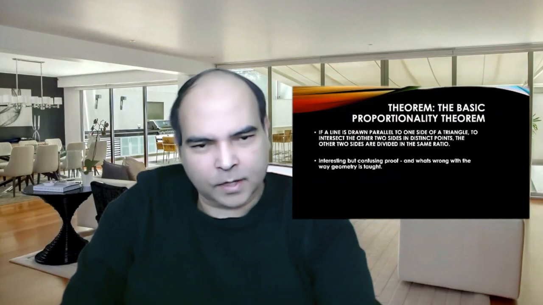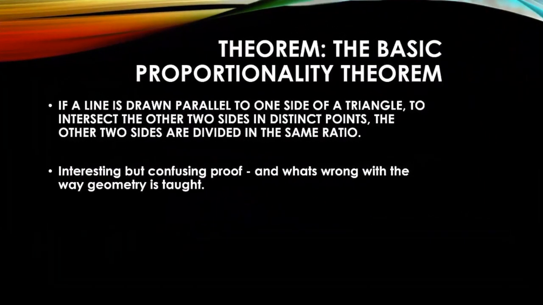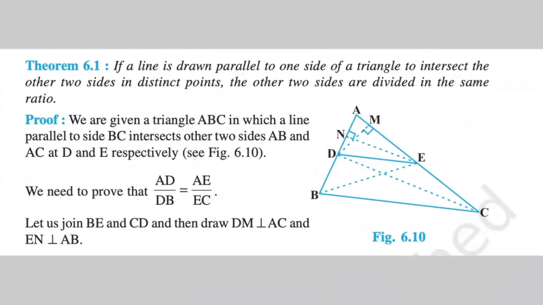But what I want to go to from here is essentially what I call an interesting but confusing proof, and what's wrong with the way geometry is taught. Coming up, I'm going to show you why geometry becomes difficult for a lot of people to understand. This is my experience, and I'm just sharing my experience with you. I picked up the proof of this theorem from the NCERT book, and in a lot of ways, this suggests to me everything that's wrong about the way geometry is written about and taught, in the context of not being able to connect to a logical mind.